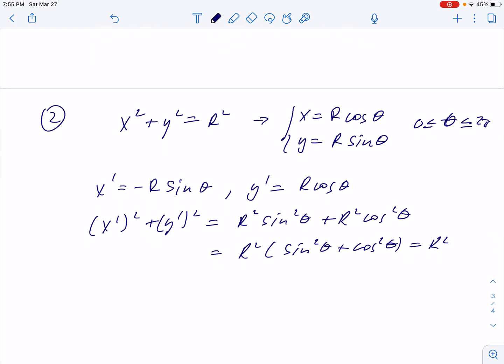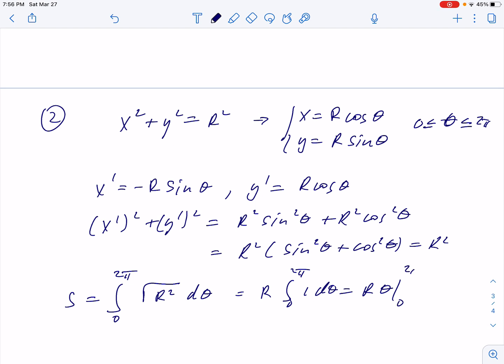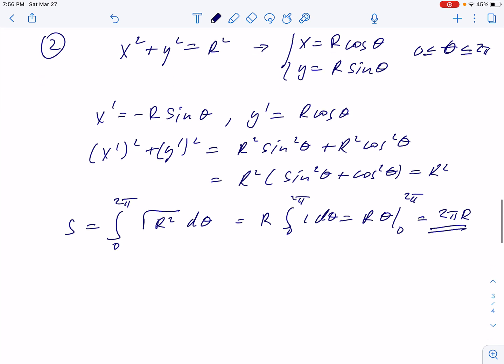And here we can write the arc length from 0 to 2 pi, square root of r squared d theta. Root of r squared is just r, let's put it in front. We have integral 0 to 2 pi, integrating 1 d theta. This is r theta, evaluated between 0 and 2 pi, and this is, of course, 2 pi r, the familiar formula for the length of the circle, circumference. This is it. Works very easy, very simple.